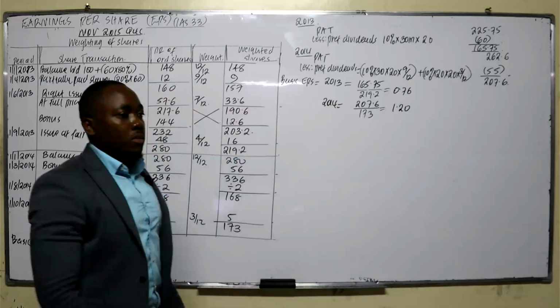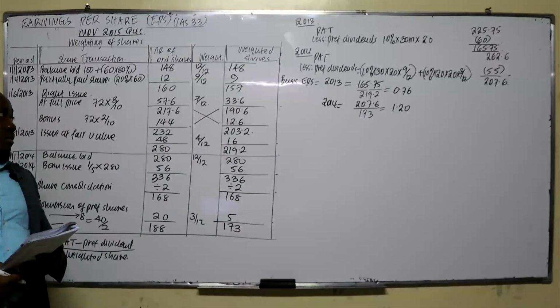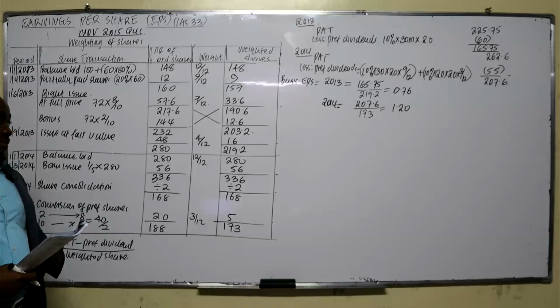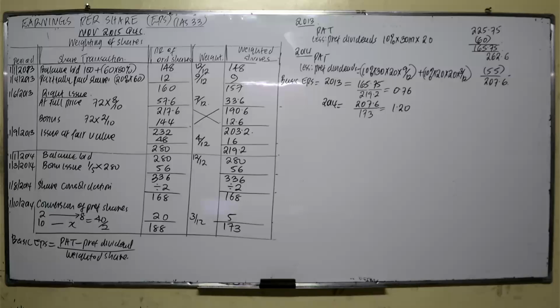1.12. Good. If you have to comment about the performance, 2013, 2014, how was the performance? Is it increasing or reducing? It is increasing, right? That's very wrong. I'll come to prove that. Let's go to number 2.